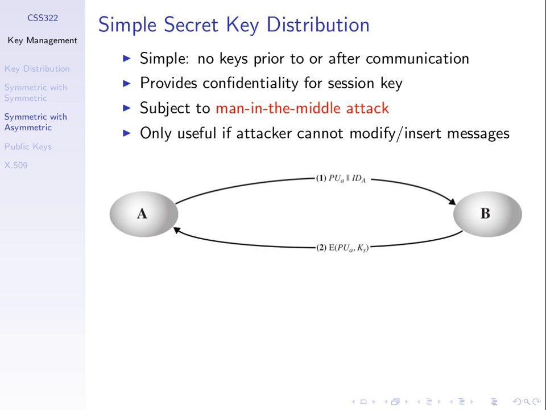When may they not be able to? Maybe the link. If the link is secure, say an optical fiber link, and there's no way for them to create new messages on that link, then it's impossible for them to attack this scheme. So it's okay in some cases, but not all.